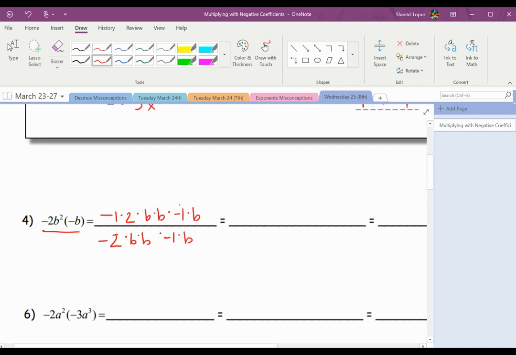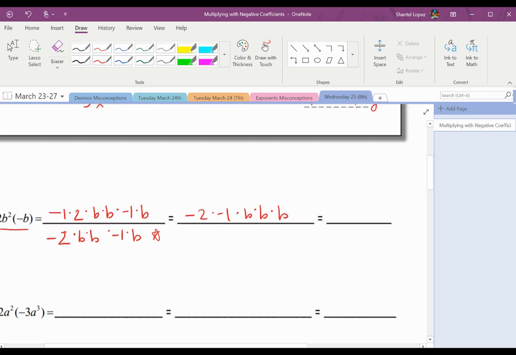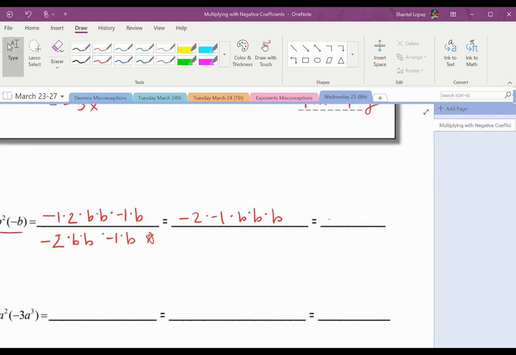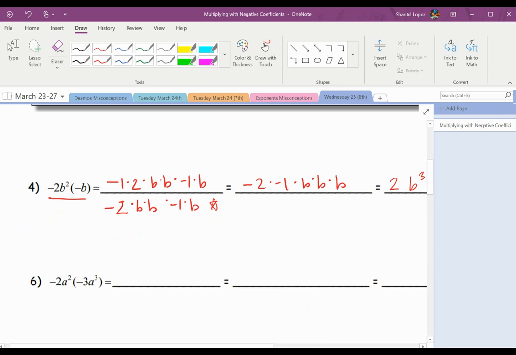So we did our first step of expanding. Now let's go ahead and rearrange. I'm going to rearrange using this second one. So negative 2 times negative 1 times b times b times b. So a negative times a negative is positive. So I'm going to get positive 2 right here. And I have 3 b's. All right, go ahead and pause again and see if you can do number 6 on your own.